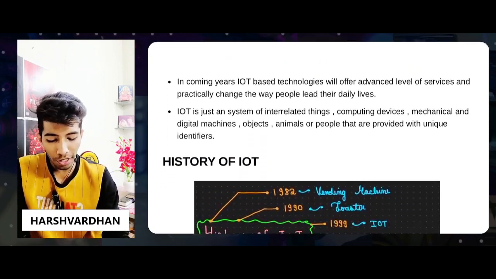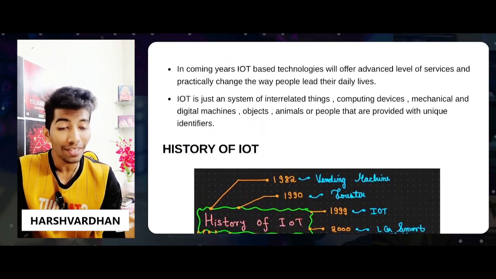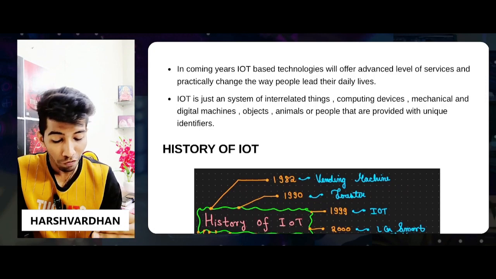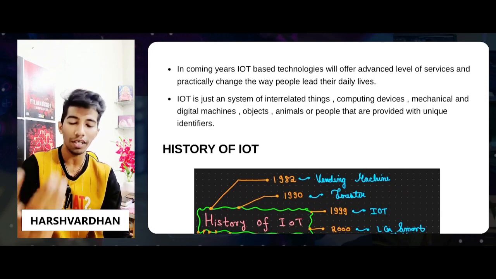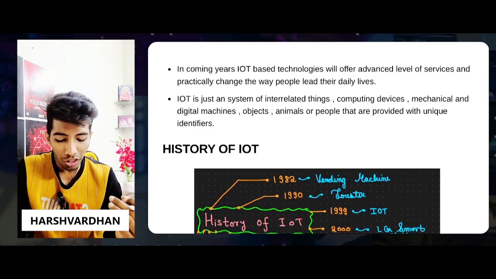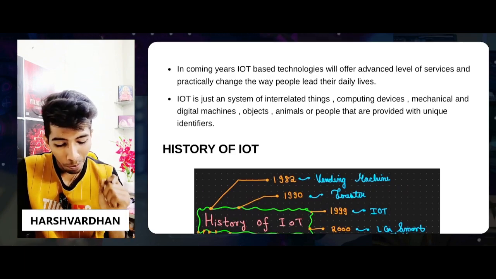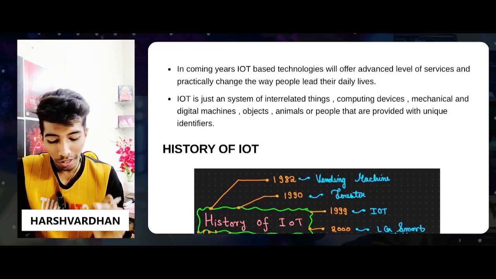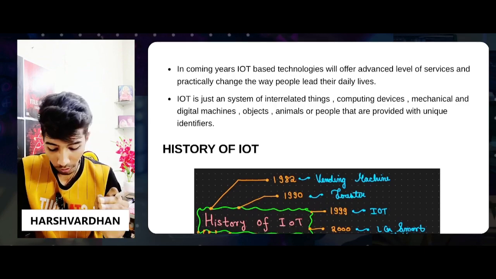In the coming years, IoT based technology will offer advanced levels of services and practically change the way people live their daily lives, as we are seeing it also. IoT is not just a system of interrelated things, but computing devices, mechanical and digital machines, objects, animals or people that are provided with unique identifiers.